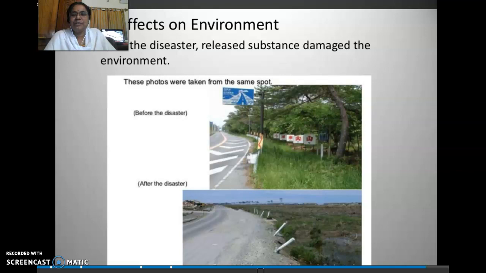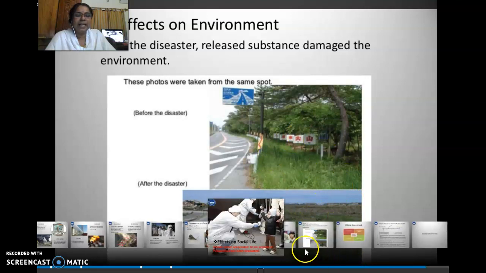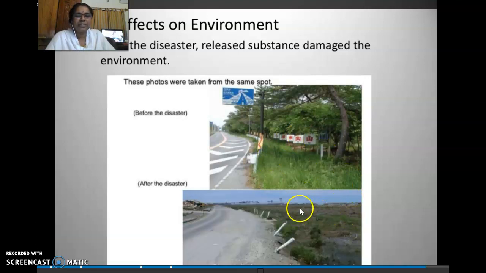And the effects on the environment. See how nice the greenery and the roads everywhere were before the disaster, and this is the same place after the disaster. See how the greenery land became almost like a forest land.